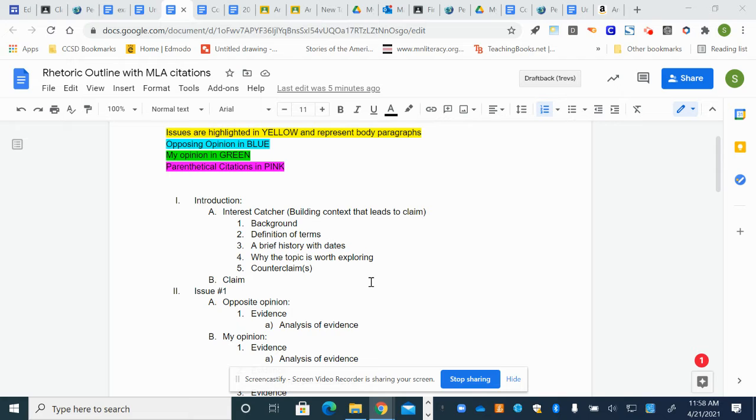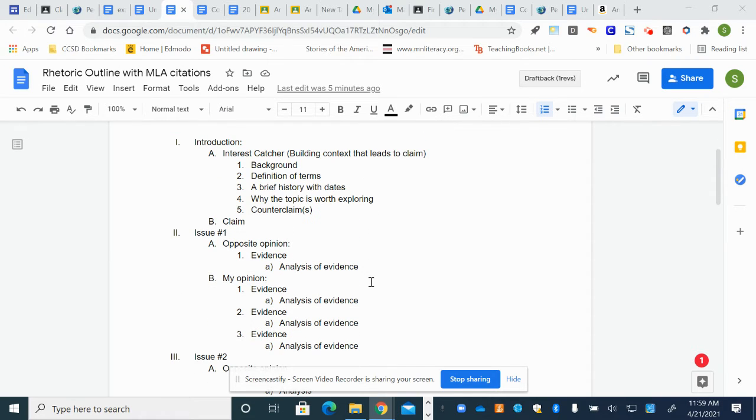It depends on your topic whether giving a little bit of history with some dates will work for you or not. So these are flexible, but you definitely need to have definitions in there and explain why you are writing this paper. Do not use the word I, and include a counterclaim or more than one. Okay, you may have more than one counterclaim. Then you establish your claim in the introduction.